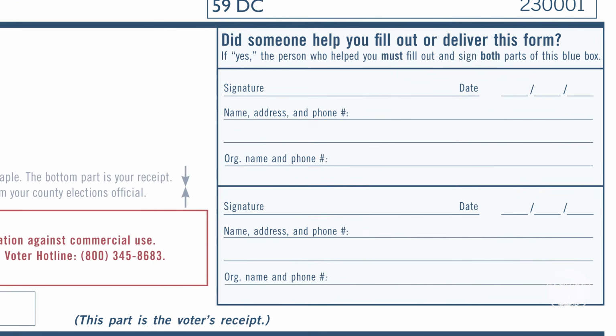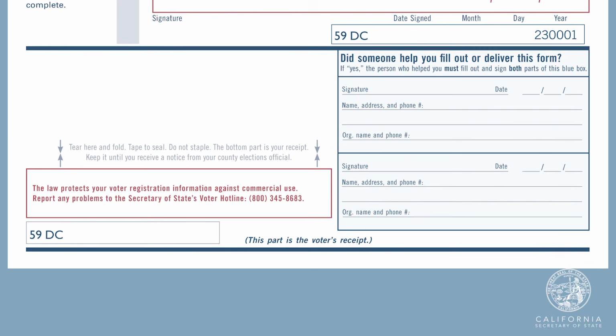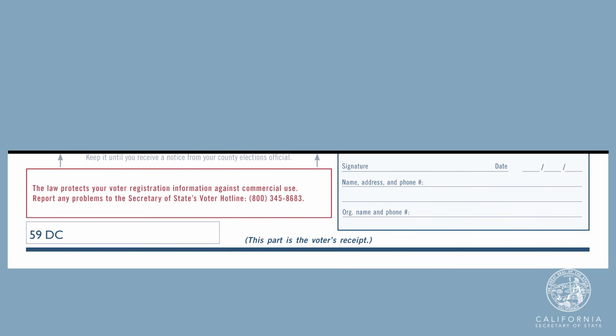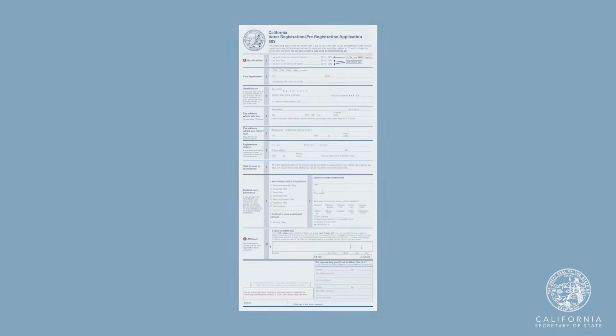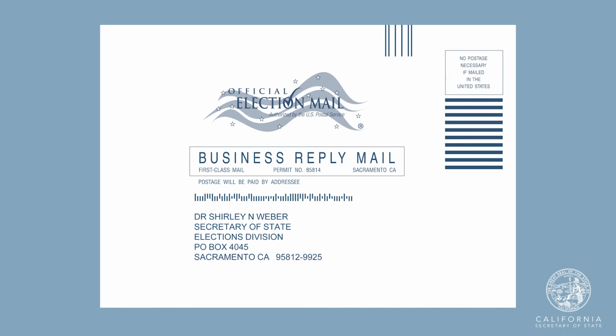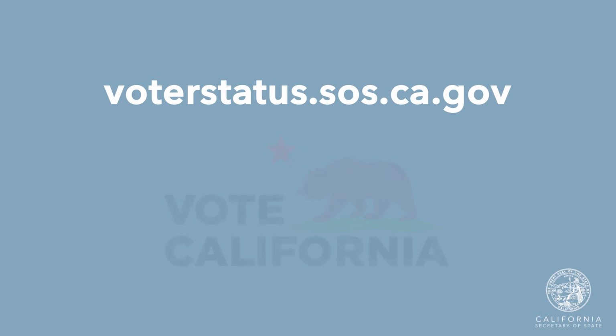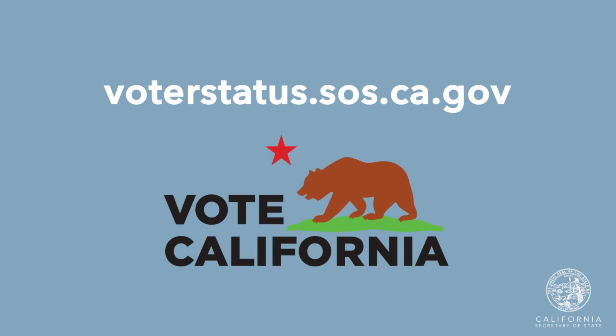If someone has helped you fill out or deliver the card, they must complete the blue box found on the bottom right-hand side of the card. When finished, tear and keep the bottom part as your receipt and keep it until you receive a notice from your county. Fold and tape to seal your voter registration card, but please do not staple. No postage is necessary if the card is mailed in the United States. You can check your registration status at voterstatus.sos.ca.gov.